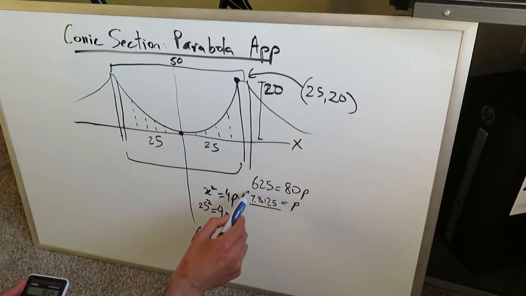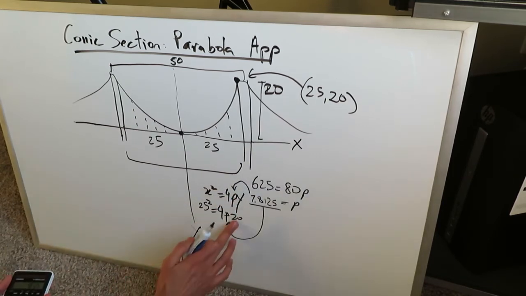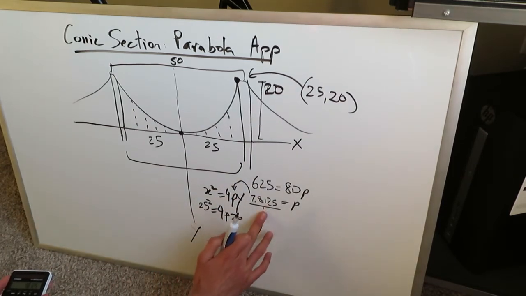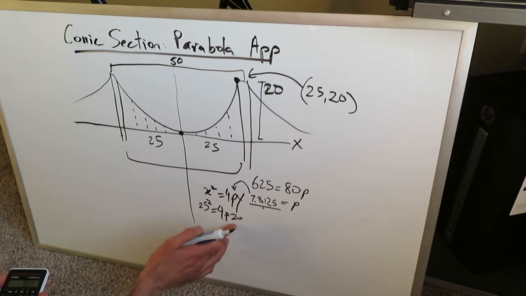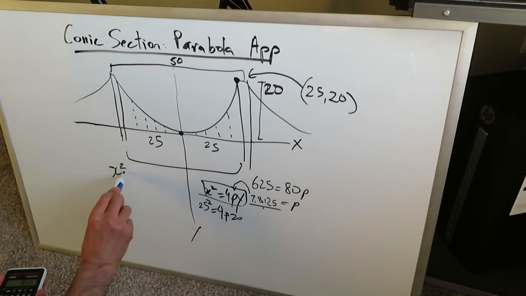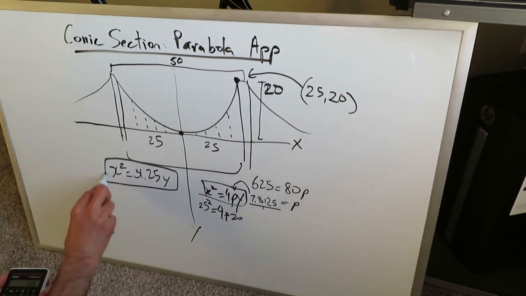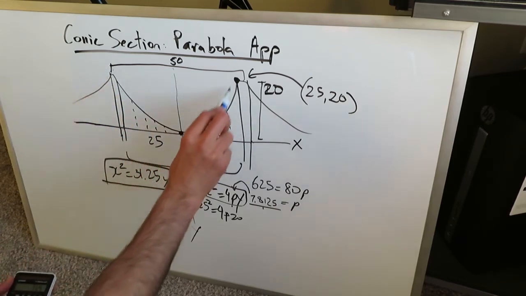Let's take this 7.8125. We should be plugging it right in here, into your final equation form. So you get x squared is equal to 4 times 7.8125, multiply that by 4, and we get 31.25y. So this is the equation of the cable, this main cable right here. That's the equation of this curve.